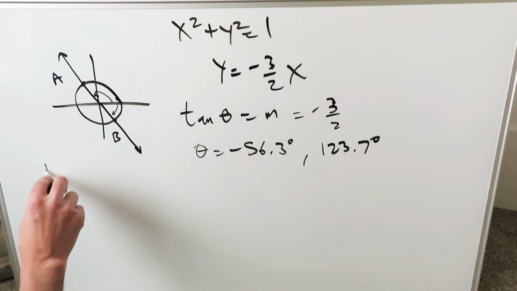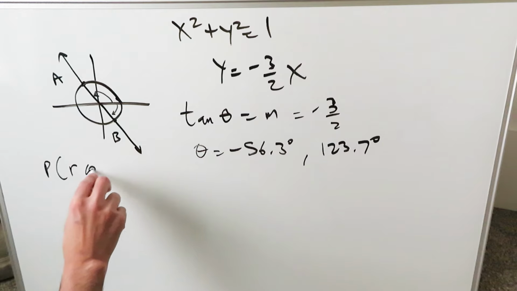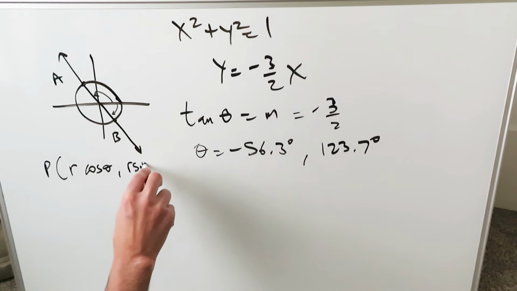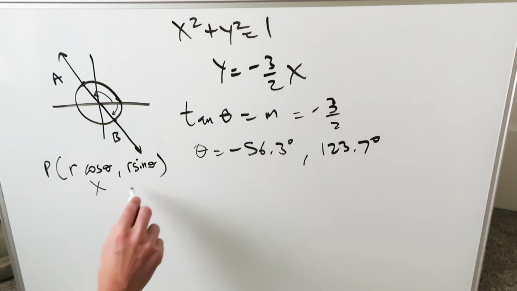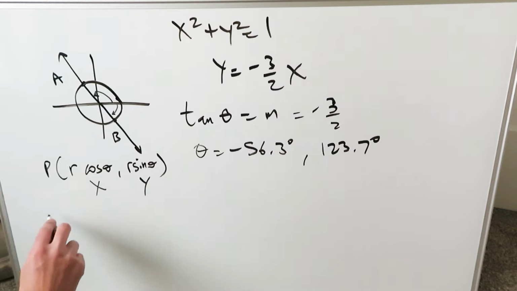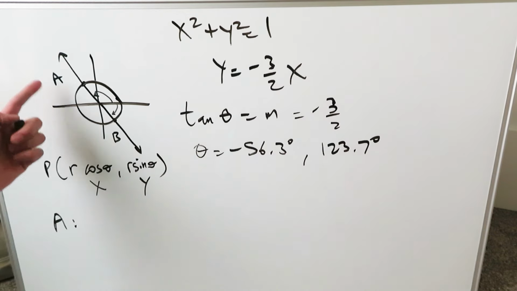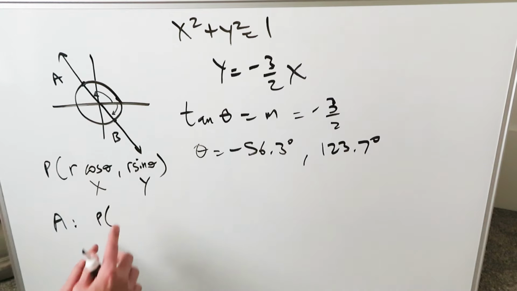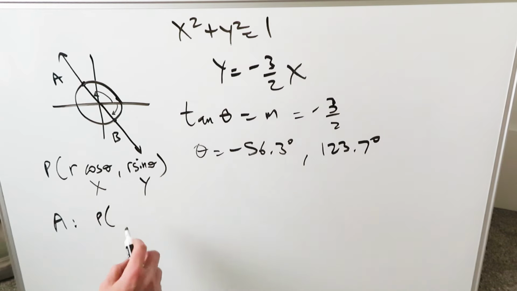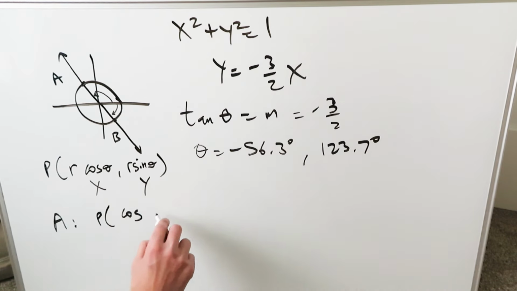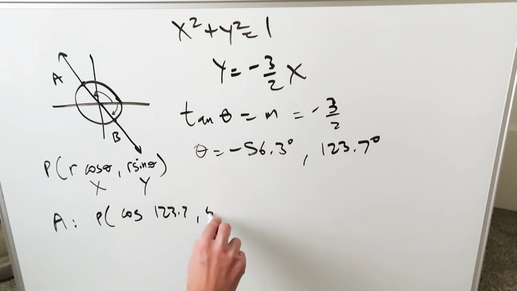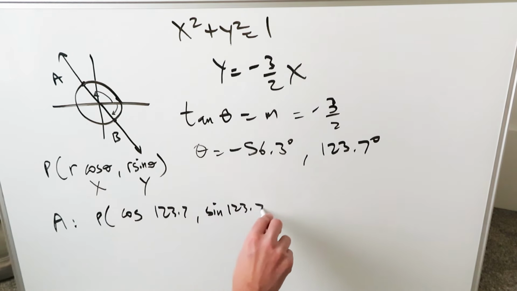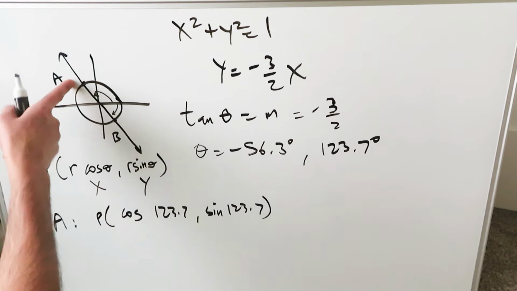Any point on a unit circle is always r cosine theta and r sine theta. That's what it is. This here's your x value, that's your y value. When you bring everything into play for the A and the B point, the point will be r cosine theta, r sine theta, but r here is equal to 1. You don't even need to write it. You're just doing cosine 123.7 comma sine 123.7. When you compute this, you're getting this point A.